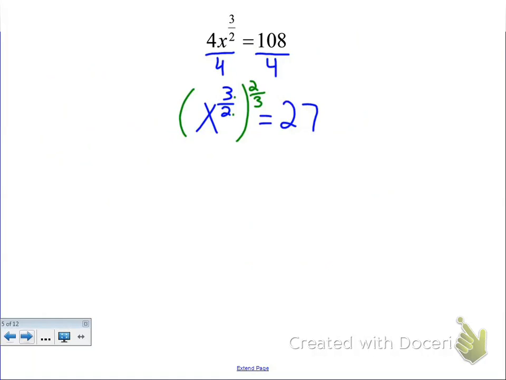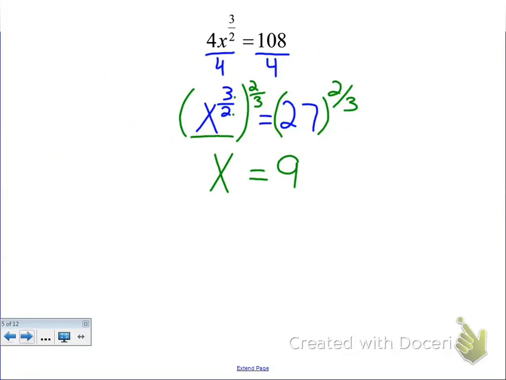Another way to think of this is just putting this term, the x to the 3/2, to the power of the reciprocal of what exponent is there. So we have a 3/2 here, so we're going to put it to the power of 2/3. Because when we have a power to a power, what do we do? That's right, we multiply them. And 3/2 times 2/3 is just 1. So this leaves us with an x with an exponent of 1. And then we're going to do this to the 27. And 27 to the 2/3, the cube root of 27 is 3. 3 squared is 9. And then are we done?